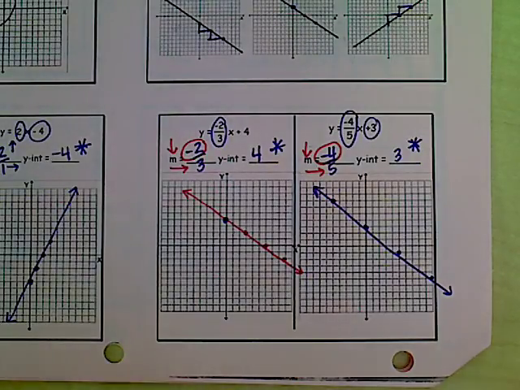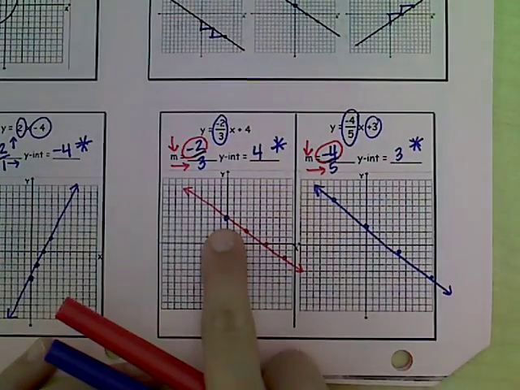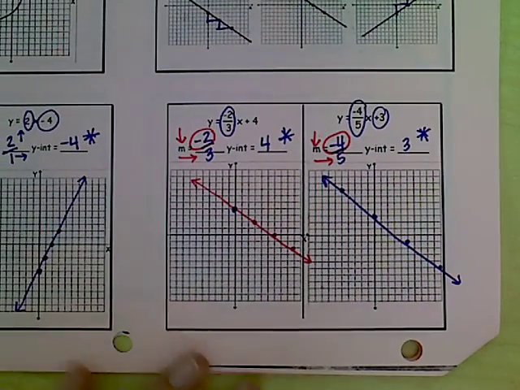So the keys are always start with your y-intercept, so always graph that point first, and then use your slope from that point to get the rest of the line. And from there, it's pretty simple.